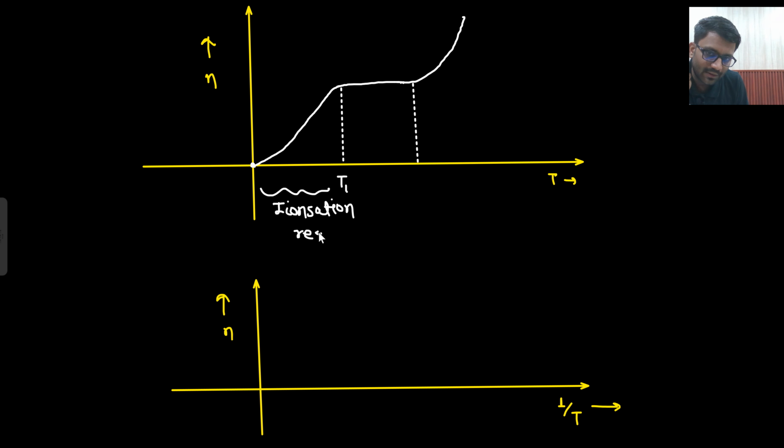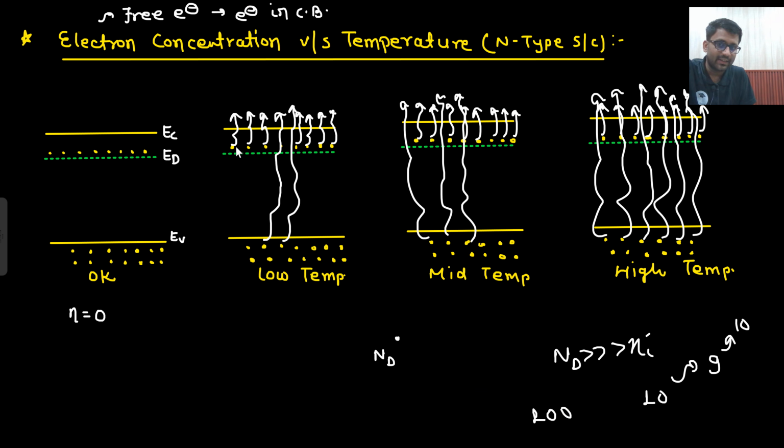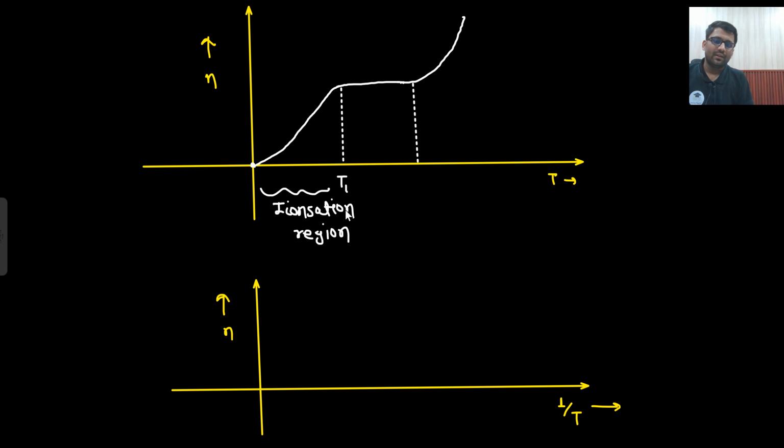Ionization region. Why ionization region? Because in this particular region ionization is happening. These electrons from the donor level are going into the conduction band, and this is known as the extrinsic region. Why extrinsic region?